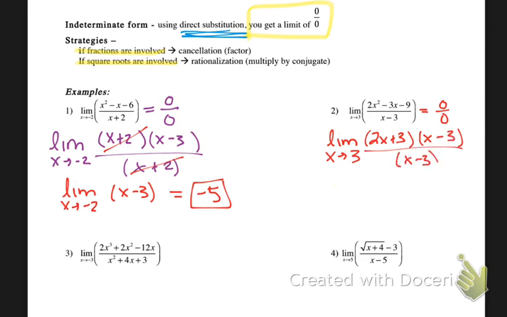We are happy about that because those x minus 3s are going to cancel. So now what we have is the limit as x approaches 3 of 2x plus 3. Now when I direct substitute, I'm going to get a nice number of 9. So the limit of that function is 9.